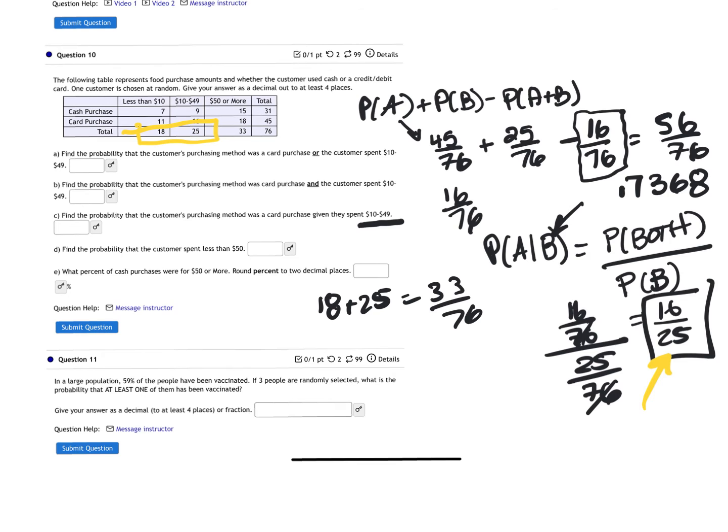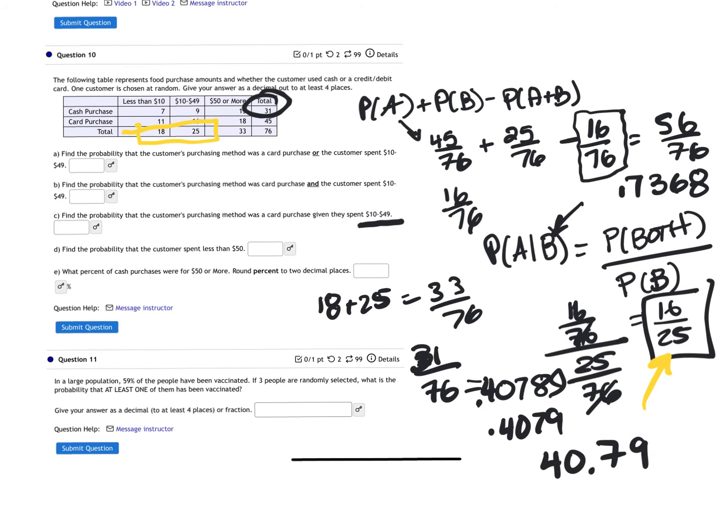So do that. The percent of cash purchases, what was the percent of cash? Round the percent to 2 decimal places. So we're just finding the probability and making it a percent, multiplying it by 100. So for cash purchases, we take this number, 31, divided by 76, and we get 0.4079. As a percent, you just write that. Don't put the percent sign. They already put it there for you.